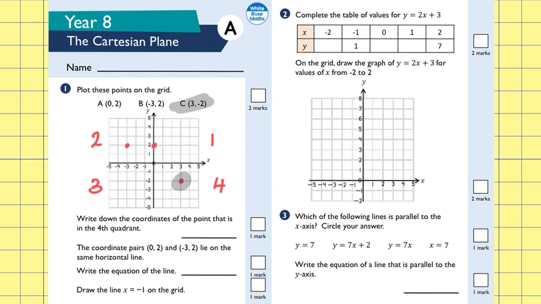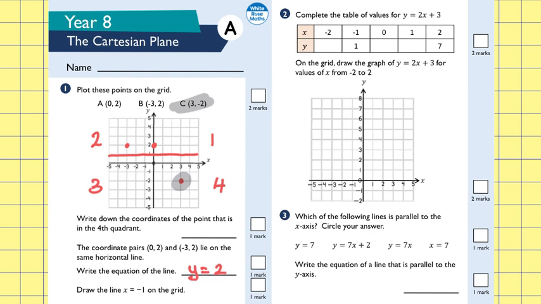The coordinates 0, 2 and -3, 2 lie on the same horizontal line. A horizontal line is a line such as this. All horizontal lines have the equation y equals, and to find out what it is, just look at the y coordinate, and in both of these cases, it is 2. So that is the line y equals 2.